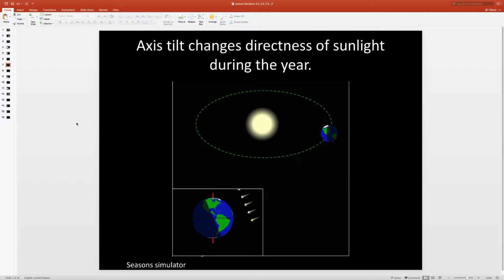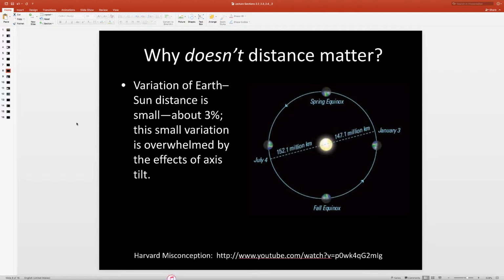Now, what about distance? Some of you may be thinking that distance must play a role. Don't we get closer to the sun and farther away? Well, it's true, we do get closer to the sun and farther away throughout the year, but it's not by much. Around January 3rd we're at the closest we are to the sun, and over here in July we're the farthest away.